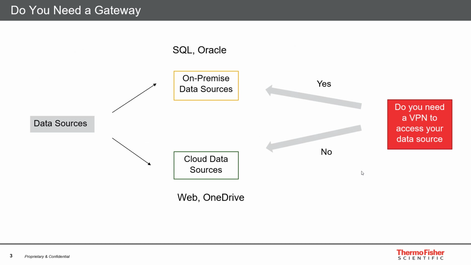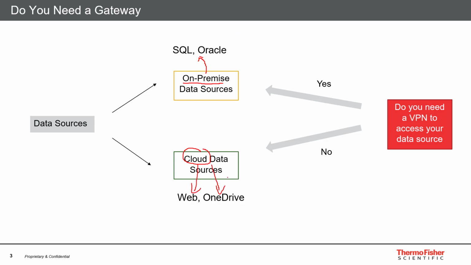So the first thing for building a gateway is, do you need a gateway? In data sources, we have two types. The first is what we call an on-premises data source, and the second is a cloud data source. Some examples of on-premises data sources are your SQL database and your Oracle database, and cloud data sources are more like your web and some OneDrive data sources.